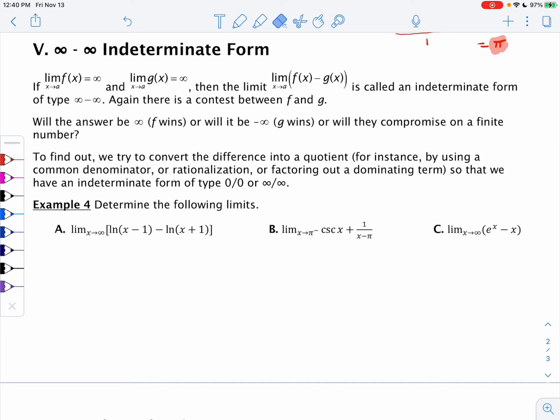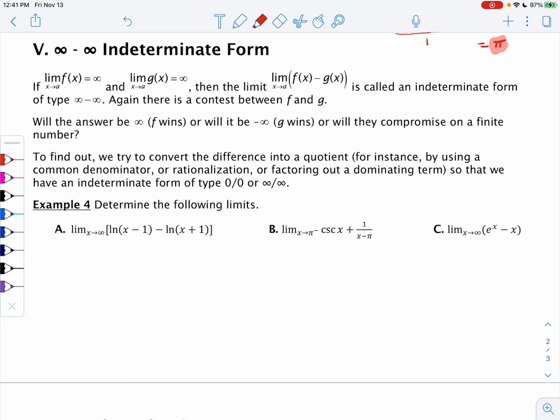Are they going at the same rate? Will they compromise on a finite number? Who knows? But we have to address the fact that when we're calculating limits at infinity, infinity minus infinity, what value does it take on? A lot of the techniques that we use here are algebraic manipulations of the expression that we have.